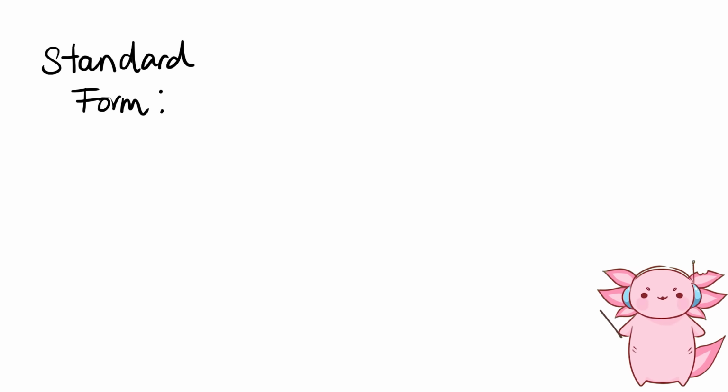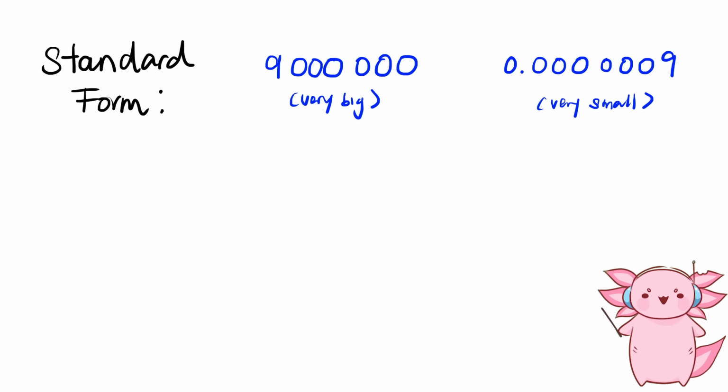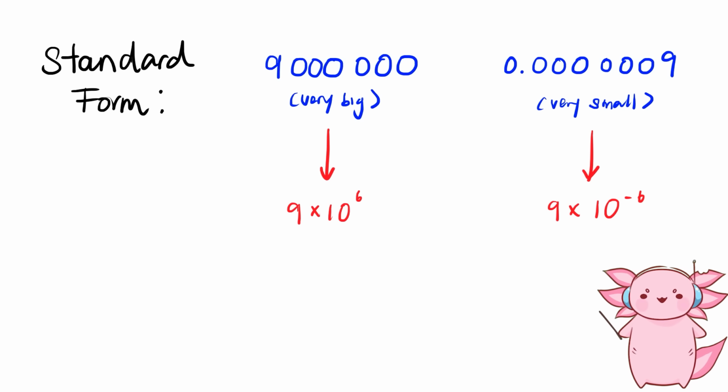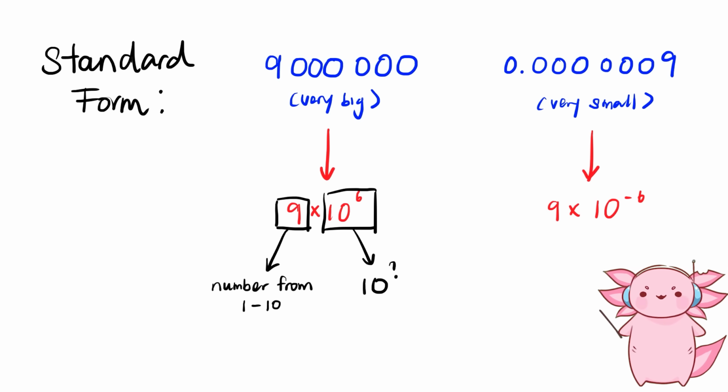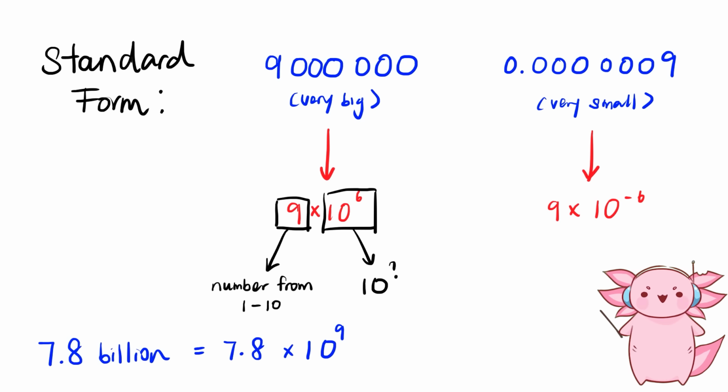For this topic, we always aim to convert very big or small numbers into something called standard form, which consists of a number between 1 to 10 multiplied by 10 to the power of something. So when we say 7.8 billion, it actually becomes 7.8 times 10 to the power of 9.